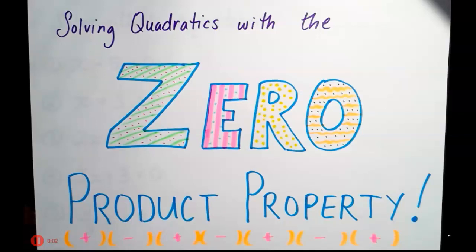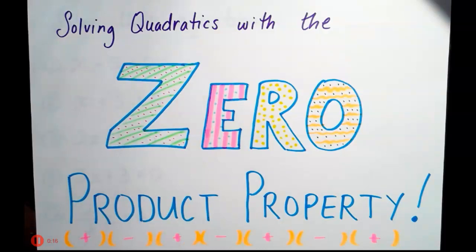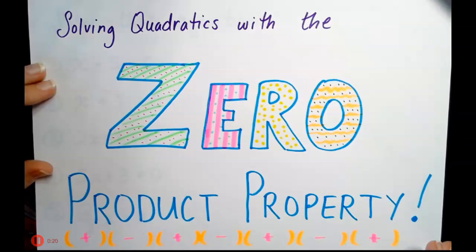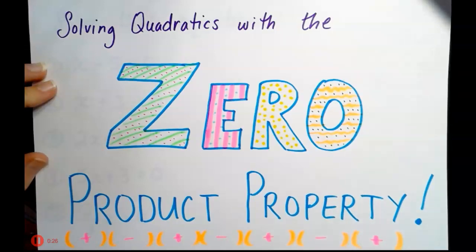Solving quadratics with the zero product property. So the zero product property is the first section we're going to be taking a look at in chapter 8. And yes, you do see the word solving, not just simplifying here, but solving. We are going to be solving in this chapter. So zero is the key word for this whole section.